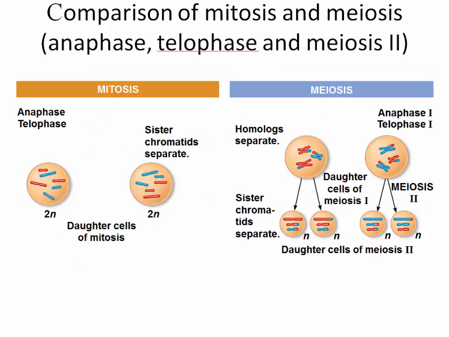And here is a comparison of mitosis and meiosis in anaphase and telophase. So in anaphase in mitosis, what you see is chromosomes moving away to opposite ends. But in meiosis, the homologs are separating, and that is where you end up with 4 cells instead of 2.